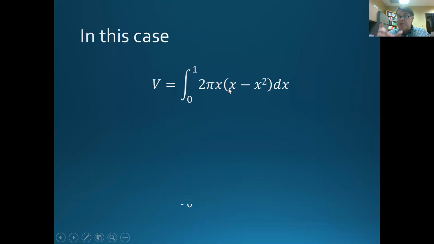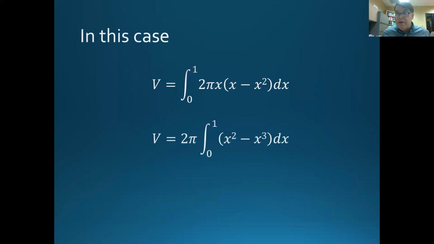So 2 pi x is the circumference of each cylinder slice, because remember, the radius is going to be x. And then this is the f of x, or the y, x minus x squared, and there's my infinitesimal slice. So let's go ahead and do a little solving. Now, I made up this problem on my own. It's not exactly like any of the problems in Stewart. So let's pray that I did my math right, because like I said, my brain's getting old.